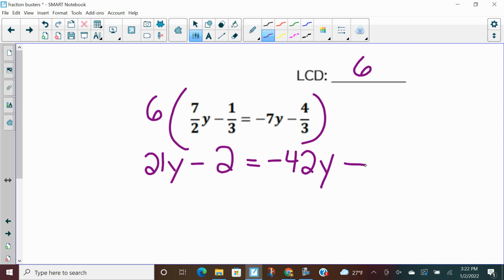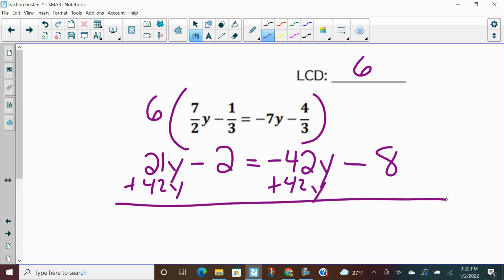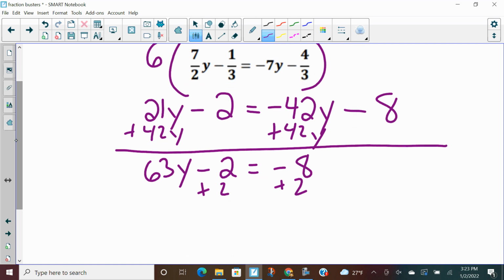Minus, 3 goes into 6 twice. 2 times 4 is 8. Okay, so I'm going to add 42y to both sides. So I get 63y minus 2 equals negative 8. Add 2. I'm going to get 63y equals negative 6.